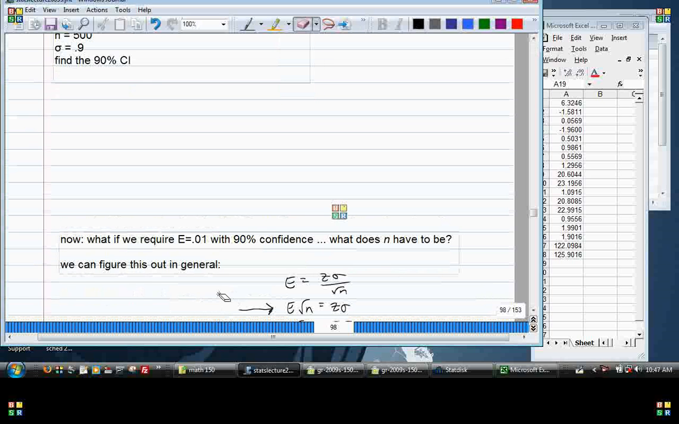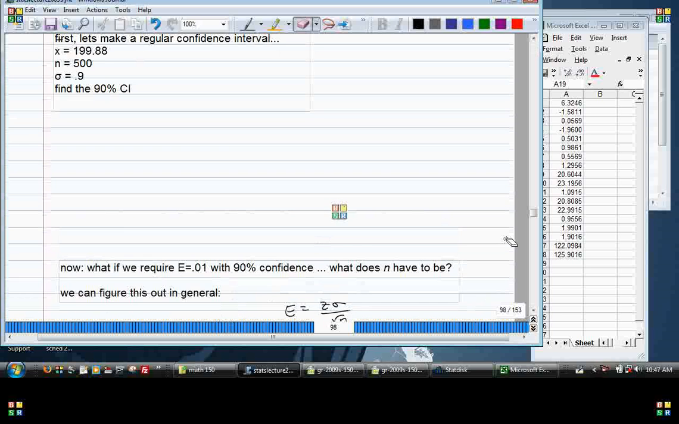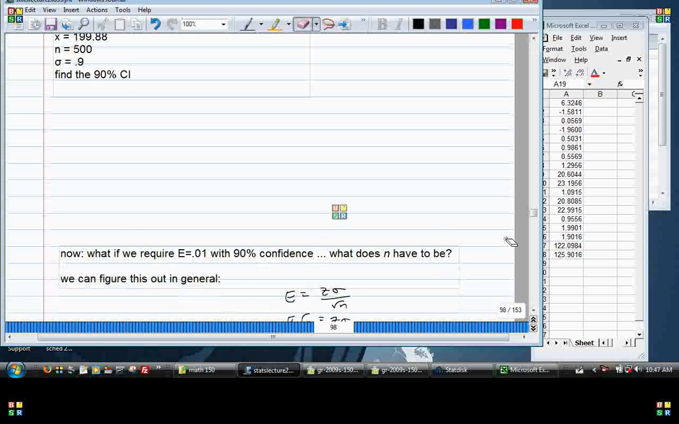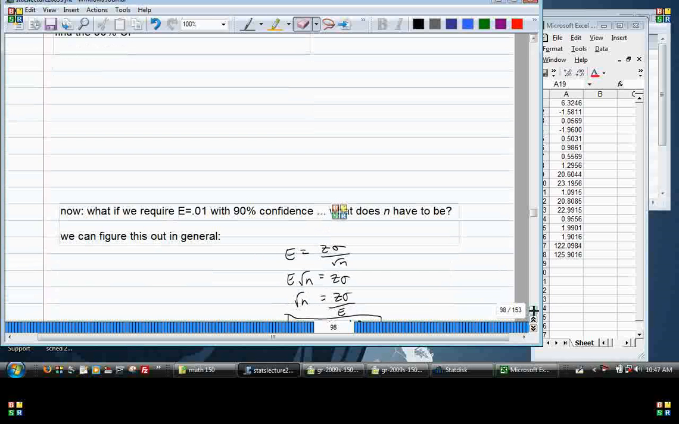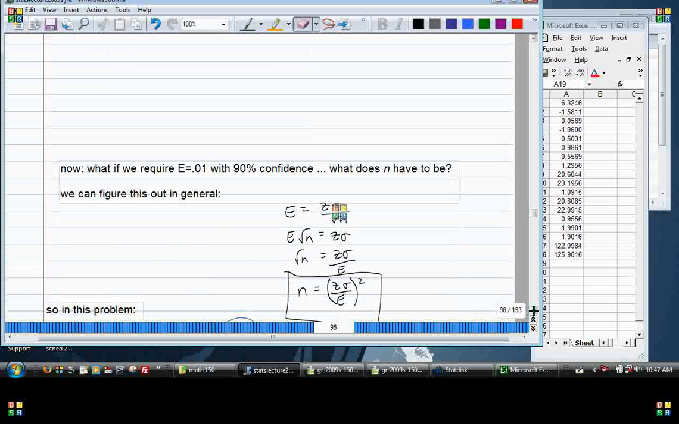So let's do some algebra and find out what n has to be. From our original formula for E, I don't like fractions, so let's cross multiply. That gives E times the square root of n equals z times sigma. Next, I want to get n by itself, so divide by E. Now I want just n, so what do I have to do to get rid of the square root? You square it. So there's the formula for n. Remember, this answers the question: if I say ahead of time what I want E, the margin of error, to be, what do I have to make n? And because you're given the confidence, you can find z.